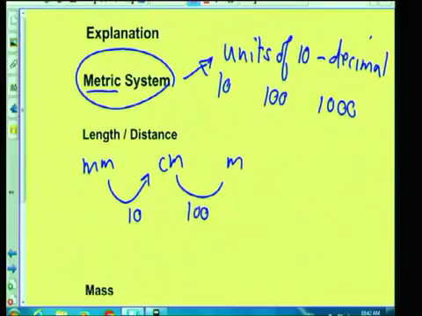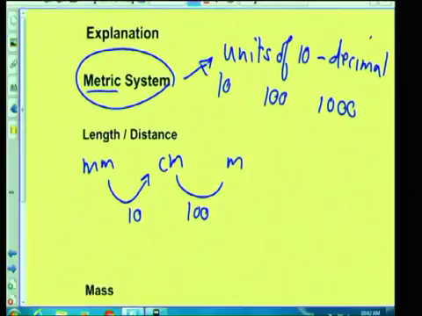Centi is like century. Century, from both the turn of the century and scoring a century in cricket, is 100. You should be aware of that. Century is not an unfamiliar word. So if we're going up to meters, the next step we'd get to is kilometers. And that step is 1,000.